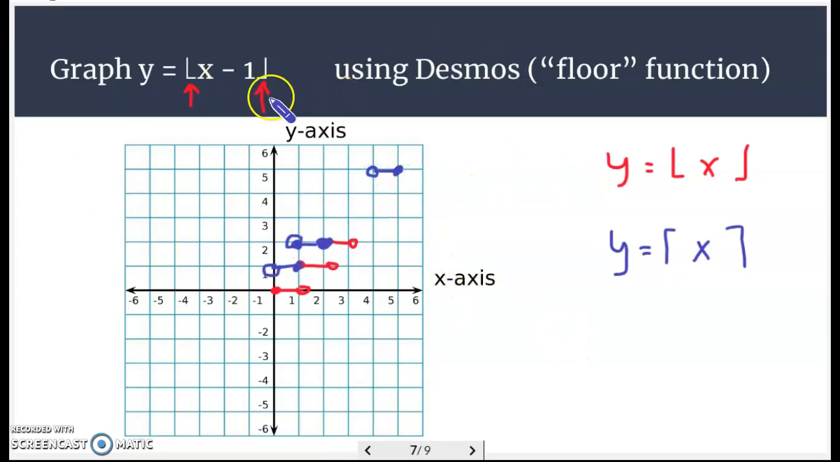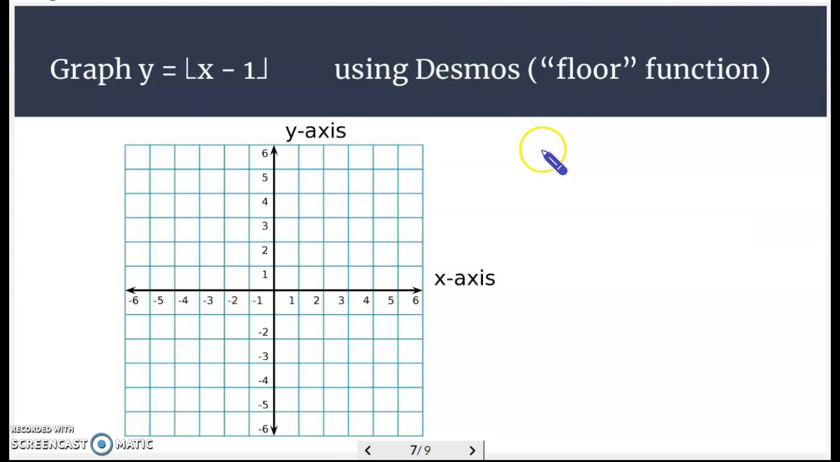Alright, but this particular function is not that, so let me clear this out here. This is the floor of x minus 1, so it's the rounding down function. We call it the floor function. On Desmos you would enter it as such, and that is the rounding down function shifted down 1. Let's go back to Desmos and see how this works.